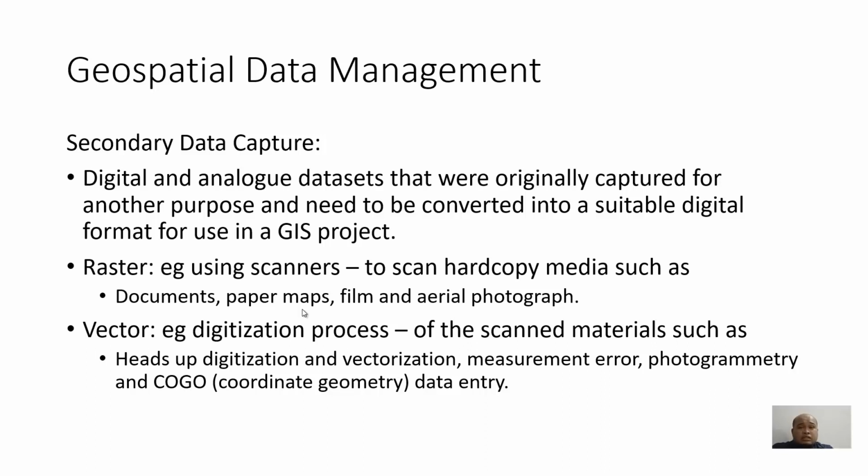Okay. So as for raster, we can use scanners to scan hard copy media such as documents, paper maps, film, and aerial photographs. These are the primary data listed here, the results of the primary data collection. So we use typical scanners just to scan the documents, the available maps that have already been produced, the aerial photographs, the film, and so on.